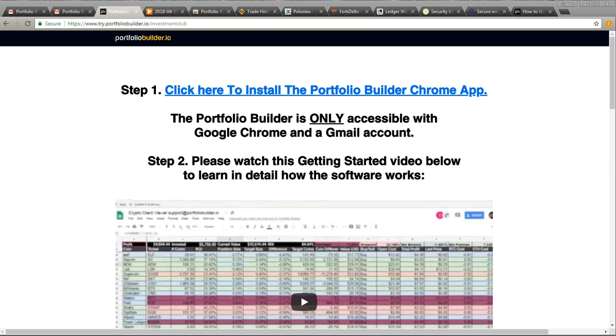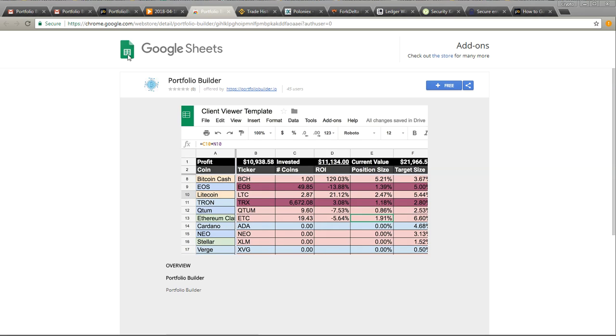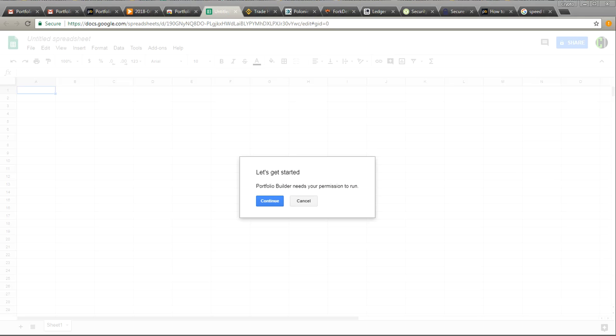So assuming you're on the Google Chrome browser and not Safari, Firefox, or Internet Explorer, the very first step will be to click the link that says click here to install the Portfolio Builder Chrome app. This will bring you to this web page, which is Google Sheets, and all you have to do is click the plus free icon. What happens next is it will open a blank spreadsheet and it will install the Google Chrome Portfolio Builder add-on tool. When it opens the new spreadsheet, it's going to say, let's get started.